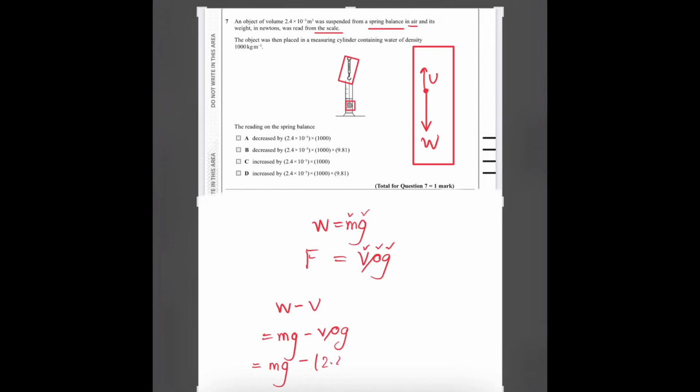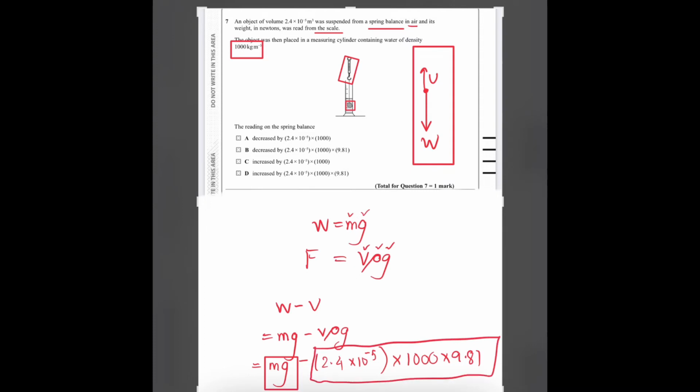So the volume V is 2.4 × 10^-5, the density rho is 1000 kg per meter cube, which is written here, and g is 9.81. We can clearly see that in the beginning we had mg as a reading, and when we submerge the object into the water, it decreases by this amount. So the correct answer is this or this, since these both are the same in value. Would it be increasing or decreasing? It would be decreasing since we have a minus here. So the answer to this question is B.